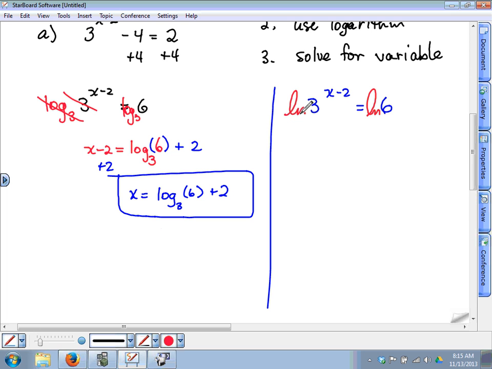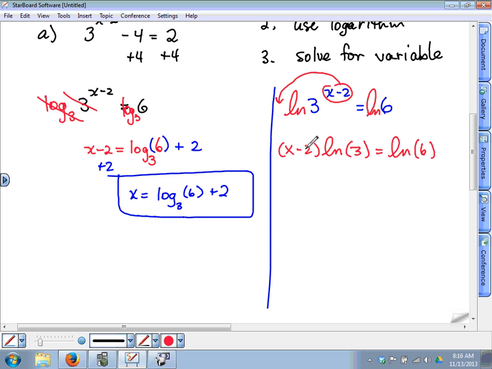What rule of logarithms or laws of logarithms did we learn about last time? Dealing with powers, where can the power go? Move it down. You can move the x minus 2 down in front of that. So now we have x minus 2 times the natural log of 3, and that equals the natural log of 6. So you seeing where this is going now?